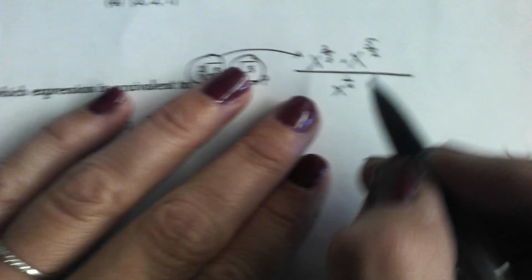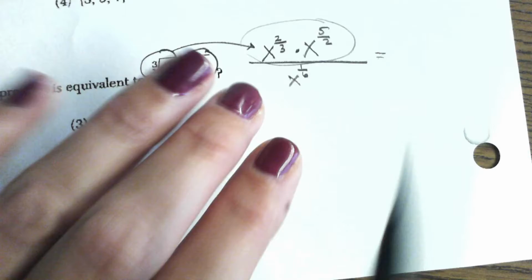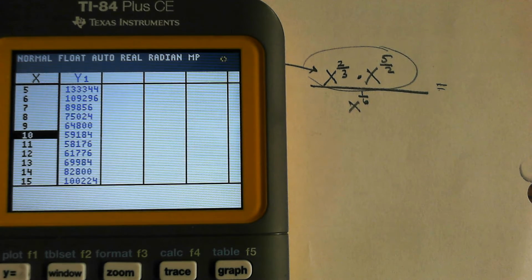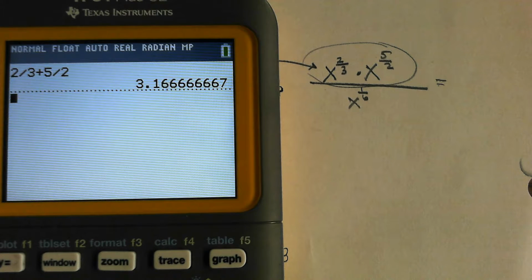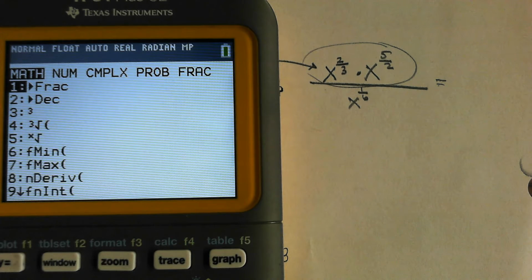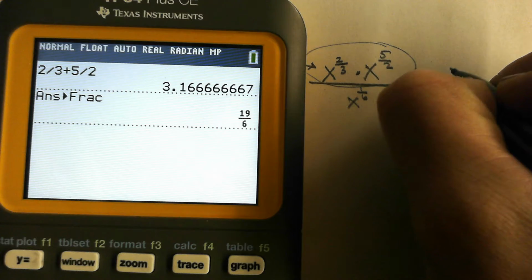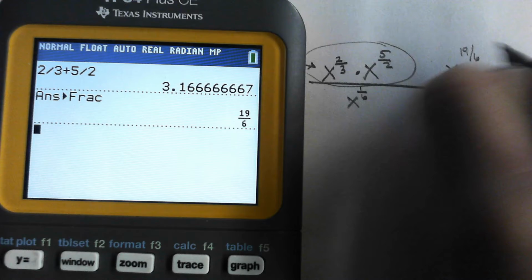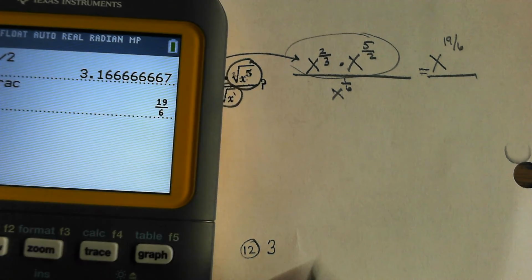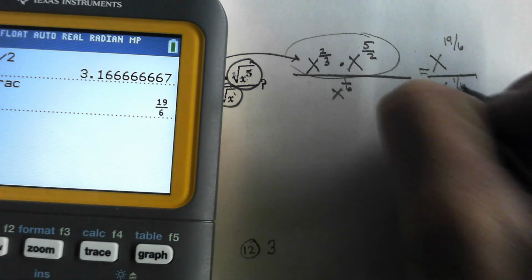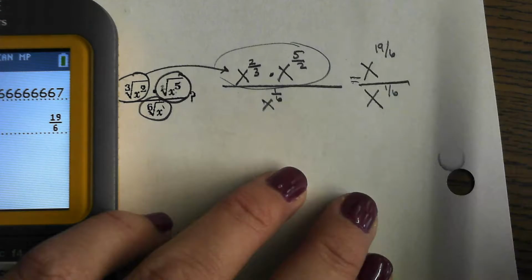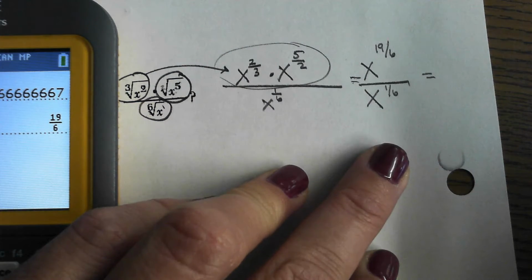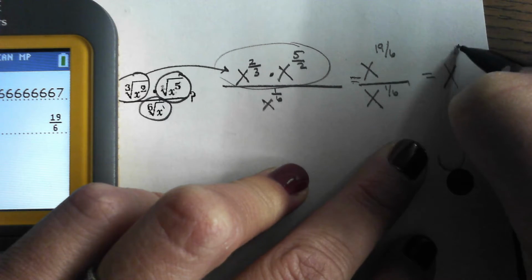Okay? Now from here it's all exponent rules. So these two are going to be added. Now if you love getting common denominators, feel free. Most of you don't, so I'm just going to show you on the calculator. Remind you, 2/3 plus 5/2 is going to give me a crazy decimal. Hit math and then enter for fraction, and it will turn that into 19/6 when I add those fractions, over x to the 1/6. Now when dividing common bases, we subtract. 19/6 minus 1/6 should be better able to be done in your head. x to the 18/6.